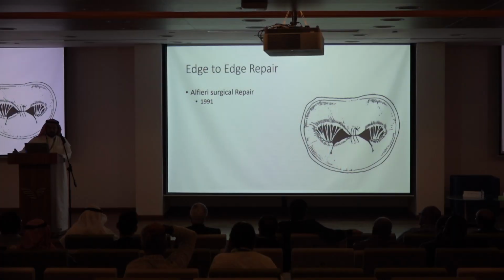I will start with some history. The edge-to-edge repair started in the early 1990s with Professor Alfieri, an Italian surgeon, who developed a surgical technique to repair severe MR with a stitch between the anterior and posterior leaflet. It looks simple, but unfortunately it didn't do well as an outcome, so it didn't persist in the field of surgery.